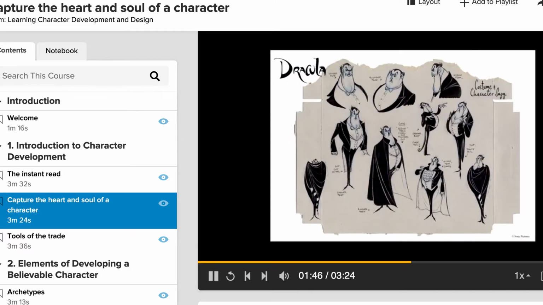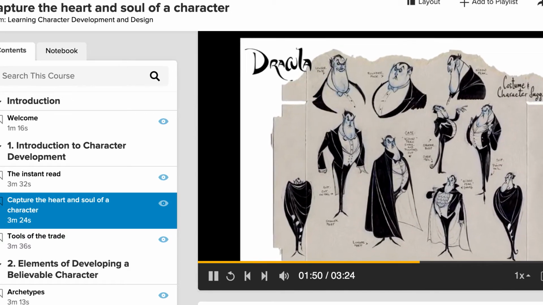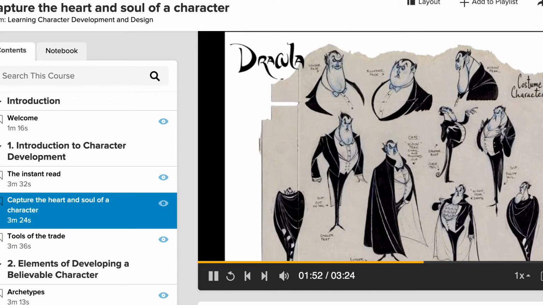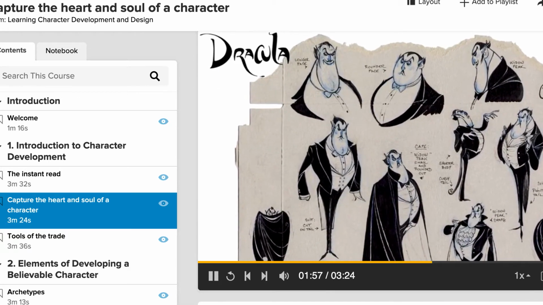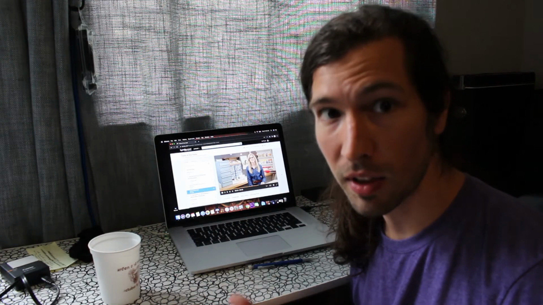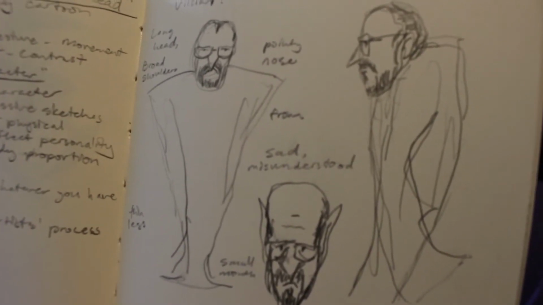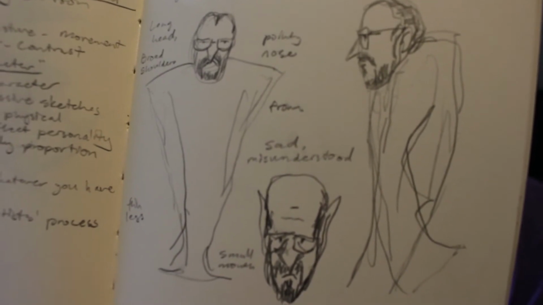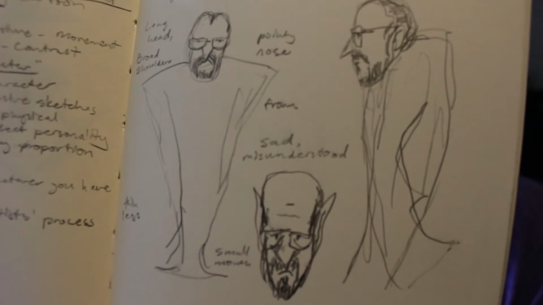the focal point of the character and emphasizes the importance of starting out with loose, expressive sketches to try to get that expression, and always keeping in mind that the physical characteristics will reflect the personality of the character that you're developing. Here are some of my initial sketches at developing a character based on what she's talking about.